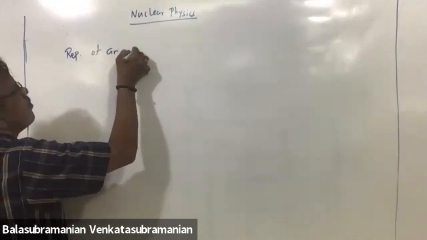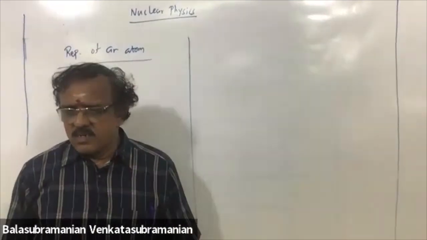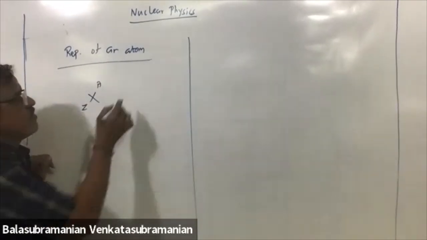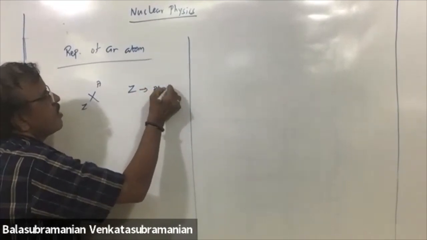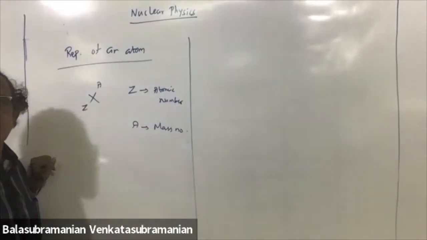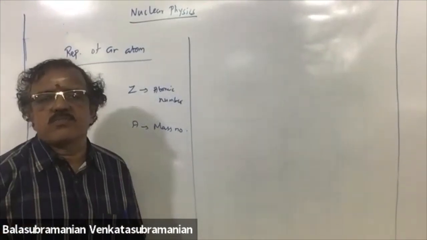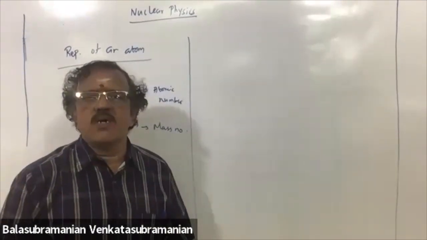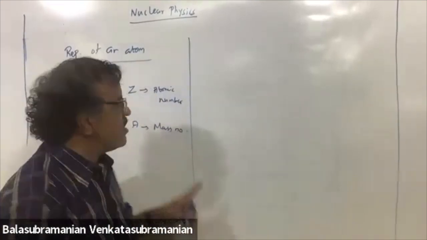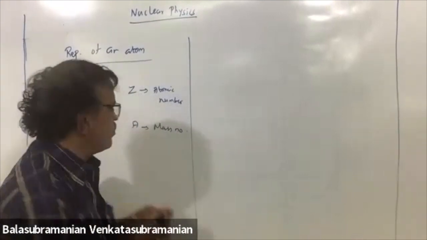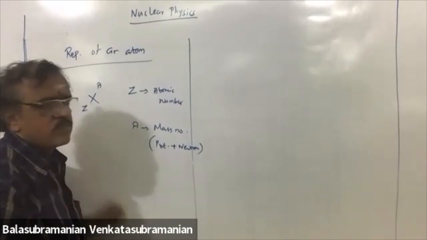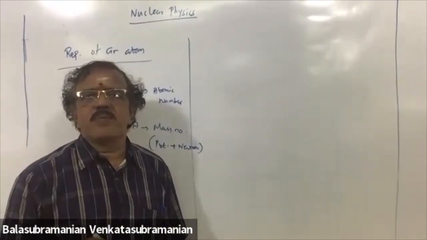Representation of an atom. Generally, an atom is represented as X, with Z as the atomic number and A as the mass number. Atomic number means the number of protons. Of course, we know every atom has the same number of protons and electrons, so the atom is electrically neutral. Z means the number of protons. Mass number is the number of protons plus the number of neutrons. So this is the representation of an atom.